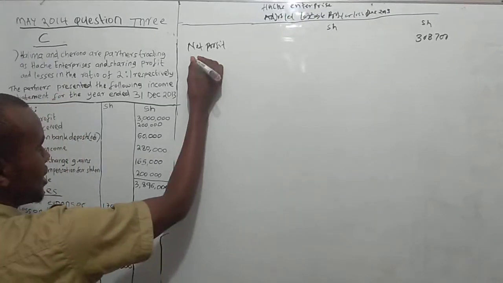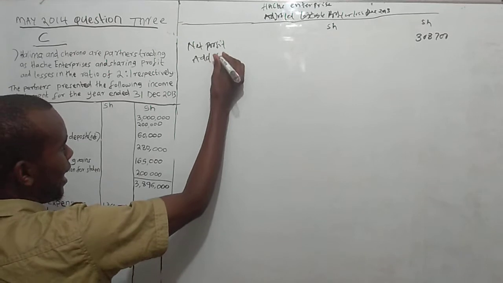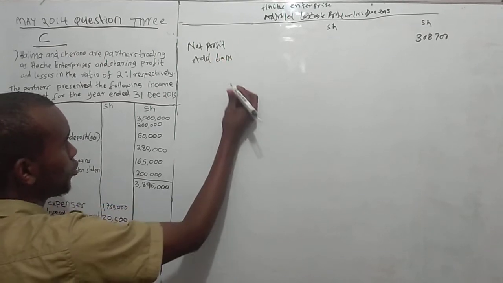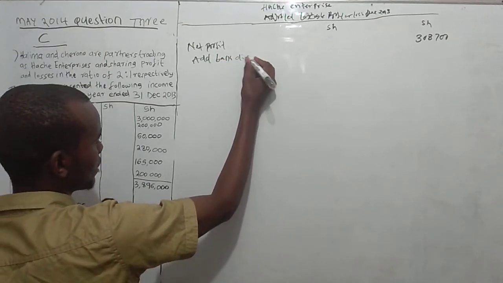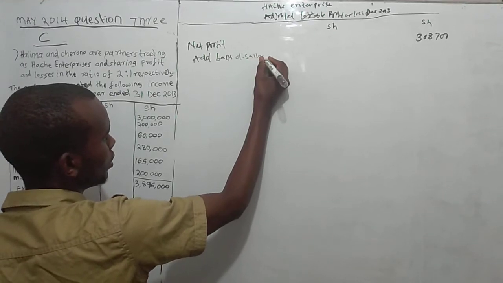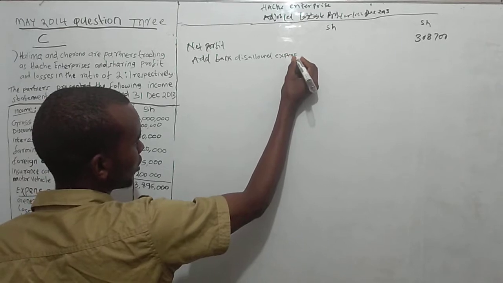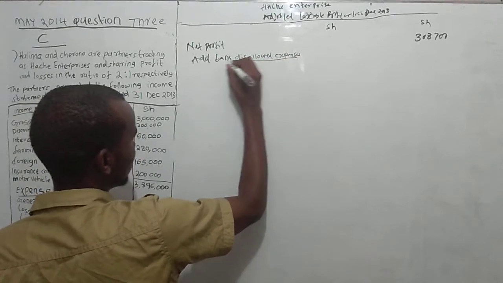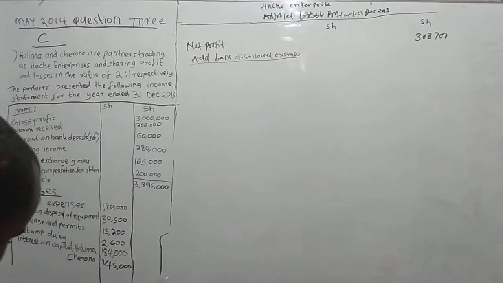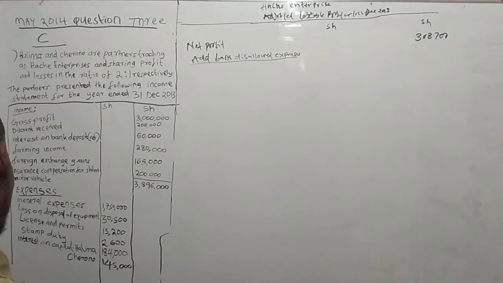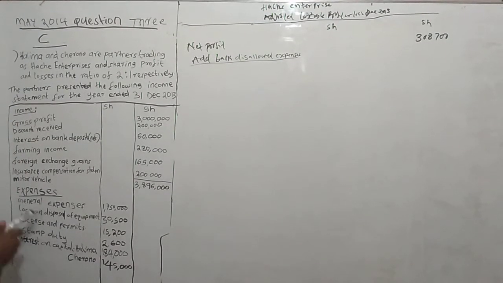308,700. Now let's say add back. We are going to add back the disallowed expenses. Add back disallowed expenses. Now, let's go to the column for the expenses. We are going to start here.